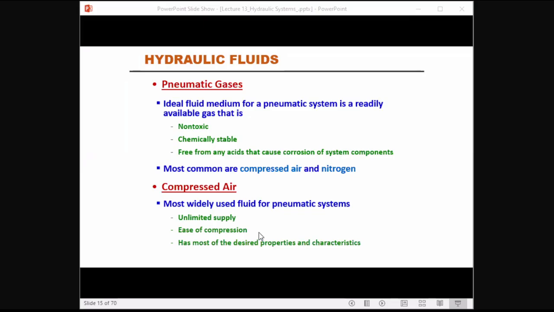Then when we consider this compressed air, it is the most widely used fluid for pneumatic systems. Then it is readily available. Okay, this air is readily available. We do not need to pay for air. Okay, then the cost is very small. Okay, no need to pay.